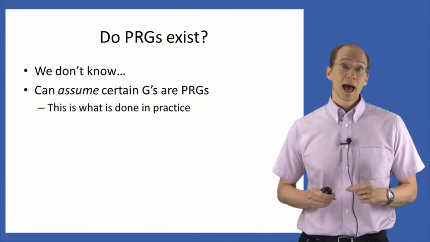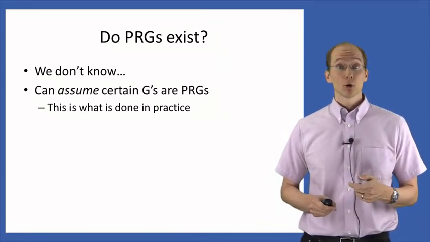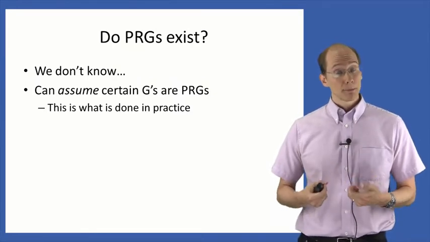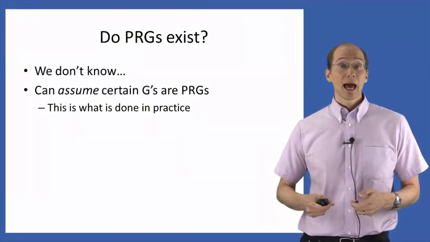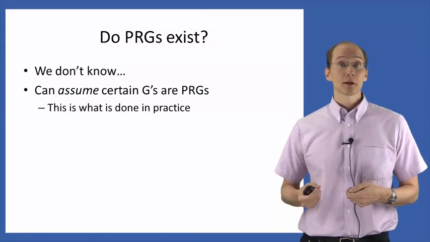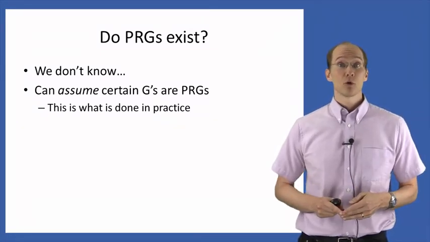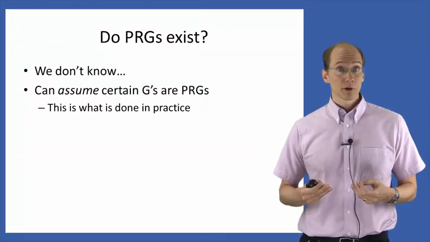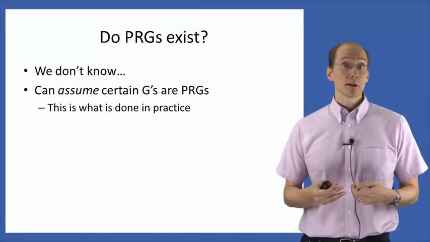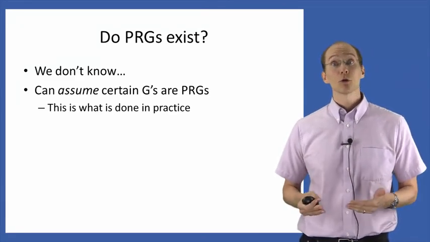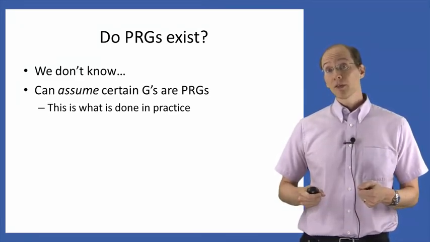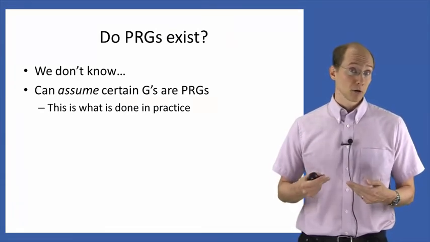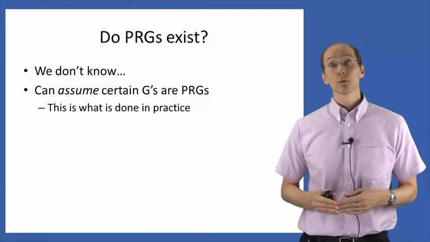In practice, we have particular examples of deterministic functions g that people have designed and studied and analyzed and have found no way with which to distinguish their output from a uniform string of the appropriate length. So it's reasonable, therefore, to assume that those functions g are indeed pseudorandom generators. And what we can then do is to use those pseudorandom generators, or those functions g, to build other cryptographic schemes.